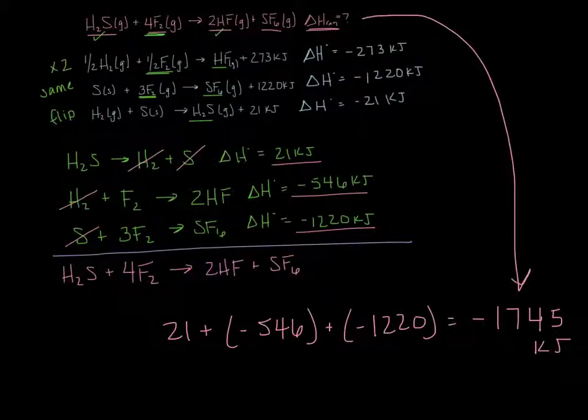So I know that this reaction is exothermic because my delta H is negative. Okay, so that is how I can find the delta H of my reaction using Hess's law.